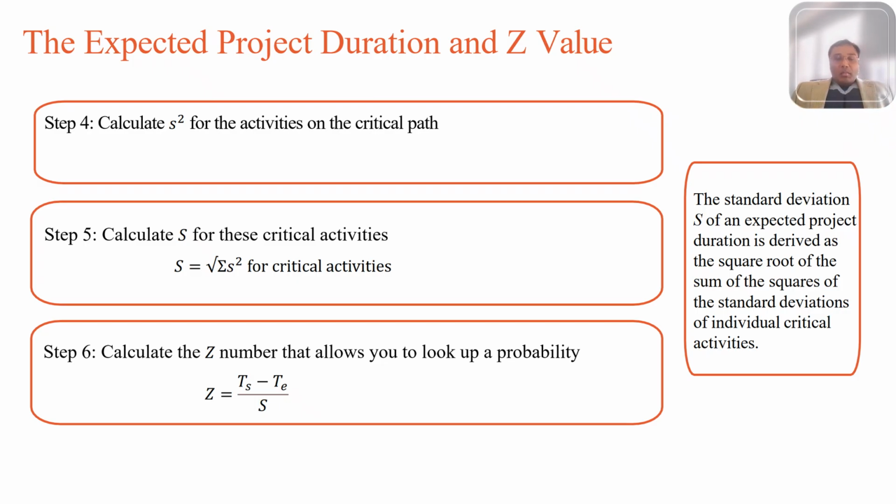Before we come to the Z0 calculation, PERT assumes the total project duration follows an approximate normal distribution, which comes from a theorem called the central limit theorem. It explains that given a significantly large sample size, the distribution of sample means will be approximately normal, regardless of the shape of the population distribution.